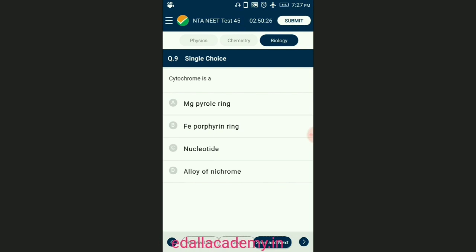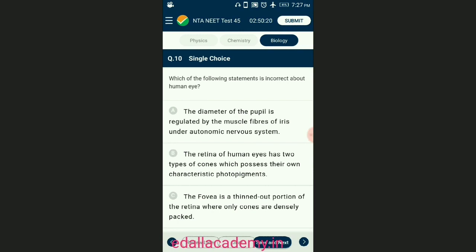Question number 10. Which of the following statements is incorrect about the human eye? In the retina of human eyes, there are 3 types of cones, such as S cones, M cones and L cones, that possess their own characteristic photopigments that correspond to red light, generally called erythropsin, blue light, generally called cyanopsin, and green light, generally called chloropsin, which are primary colors. So the answer for this question is option B. The retina of human eyes has 2 types of cones which possess their own characteristic photopigments.